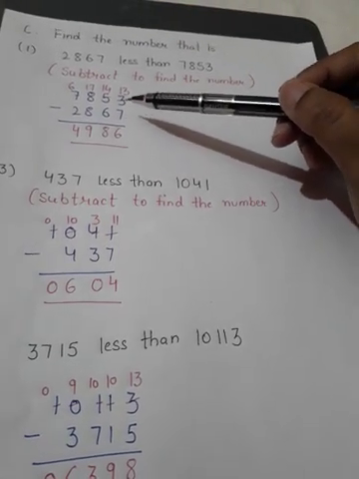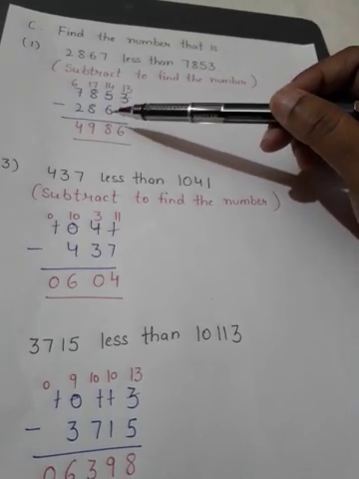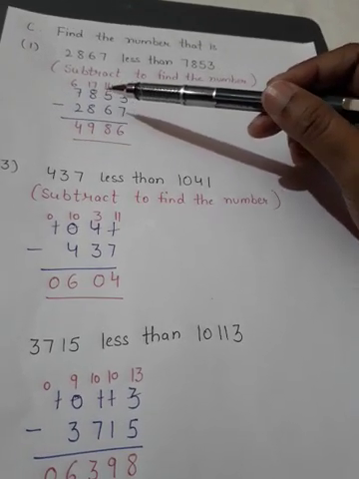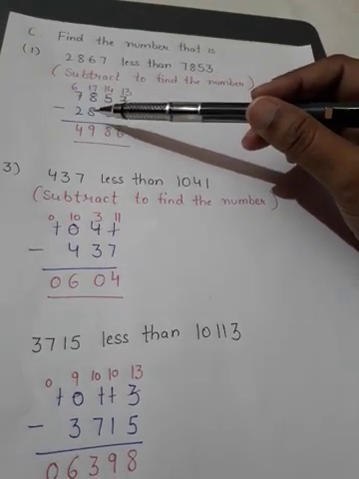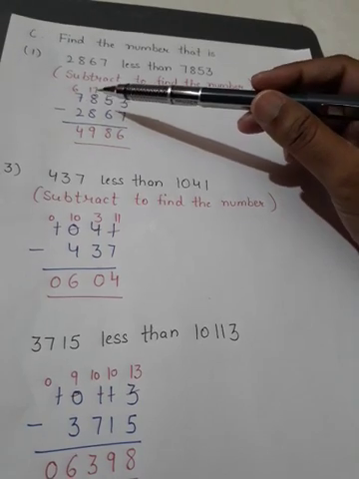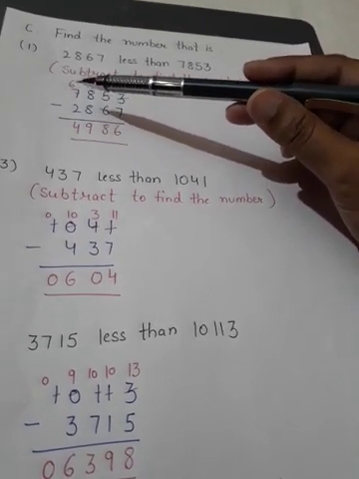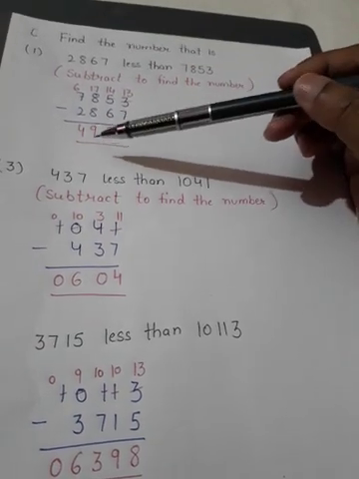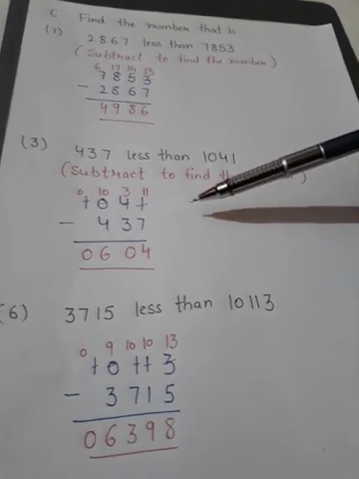Start subtraction. 3 cannot subtract 7, so it will take borrow. So this is 13 minus 7 is 6. Here 4 left, so 4 cannot subtract 8, so it will take borrow from this 8. Now this is 14 minus 6 is 8. Here 7 left, 7 cannot subtract 8, so it will take borrow from this 7. So now 17 minus 8 is 9. Here 7 gave borrow, so here 6 left. So 6 minus 2 is 4. So the answer is 4986.